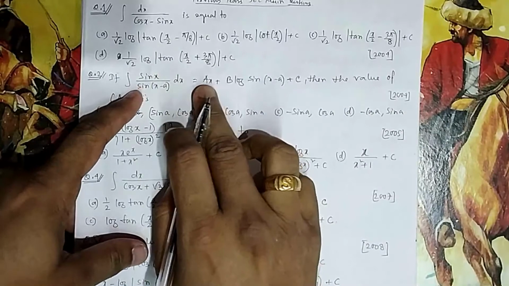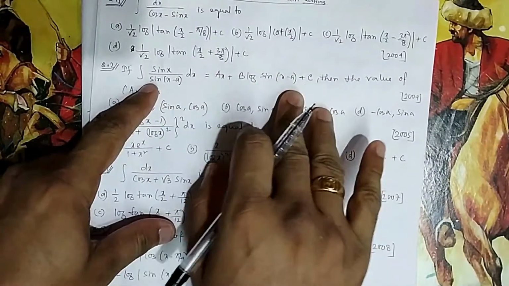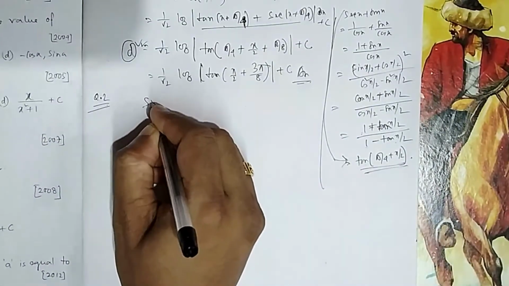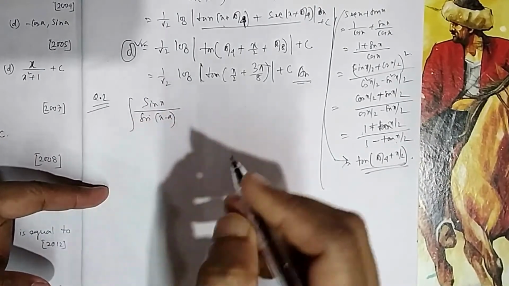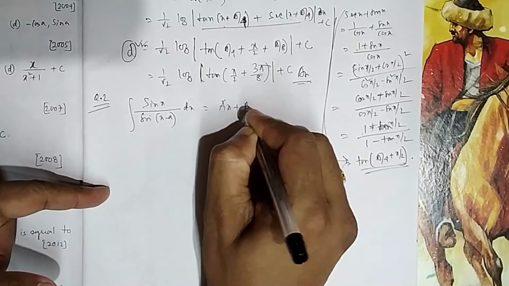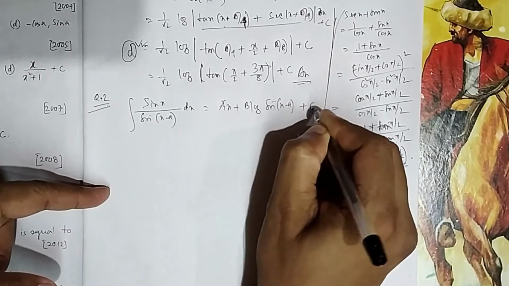And that will be easy also, because if you split it, there will be 2-3 parts, and the options are also given in 2-3 parts, one part, second part. So that's why we'll go that way. So it is integration of sin x divided by sin (x minus a) dx, which is equal to, they have given something of the form ax plus b log sin (x minus a) plus c.